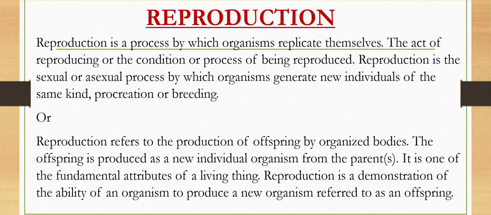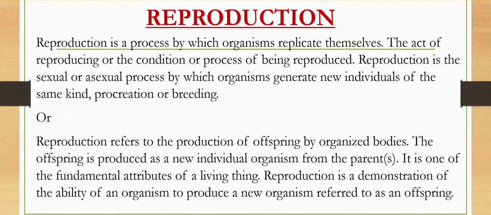Reproduction is a process by which organisms replicate themselves. The act of reproducing or the condition or process of being reproduced is called reproduction. Reproduction is the sexual or asexual process by which organisms generate new individuals of the same kind, procreation or breeding. In other words, reproduction refers to the production of offspring by organized bodies.